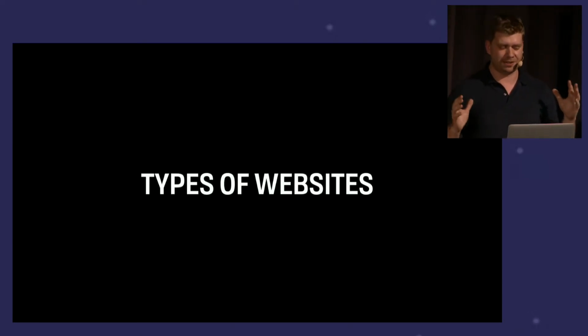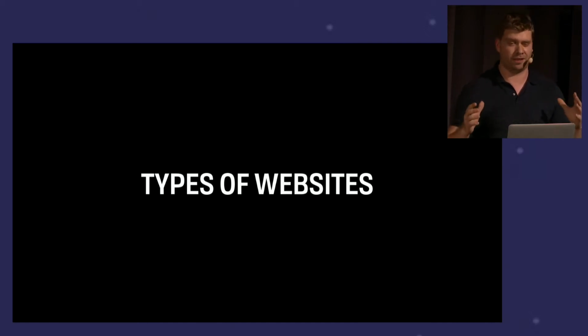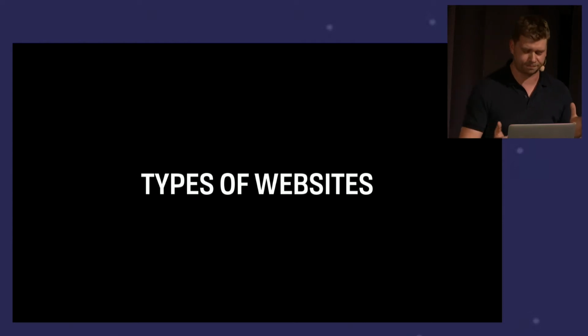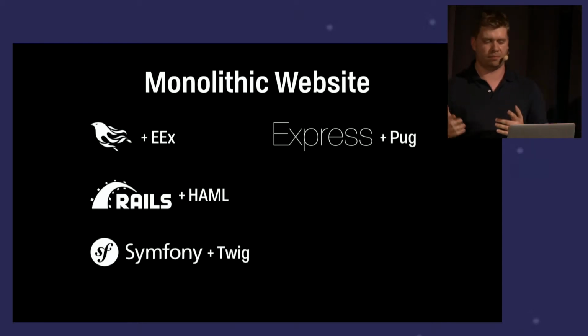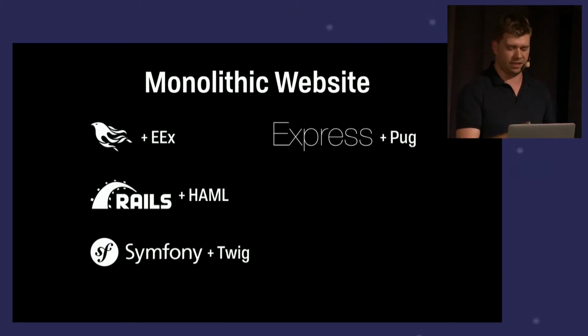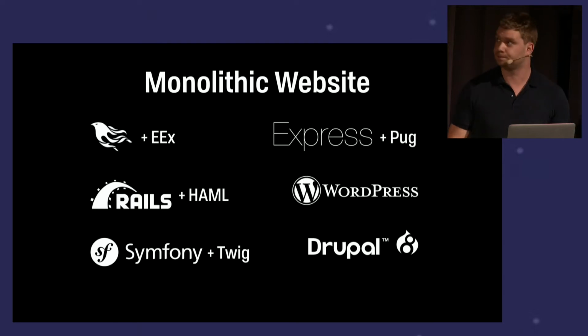To get a better picture, I'm going to talk to you about the main types of websites, simplifying things so that everybody is on the same page. The first type of website I can see is a monolithic website. Well, think of them as a website made with your favorite backend framework and its companion template engine, like Phoenix plus EEx, Rails plus HTML, Symfony plus Twig, Express plus Pug. But think of them as well as websites powered by CMSs like WordPress or Drupal.